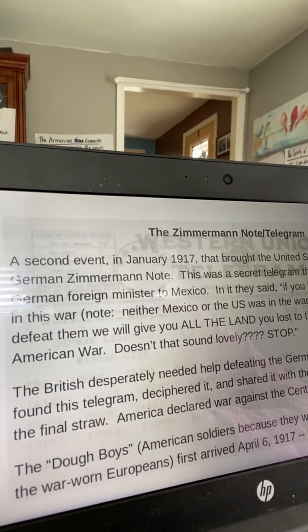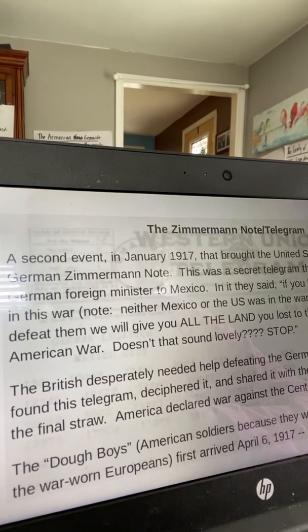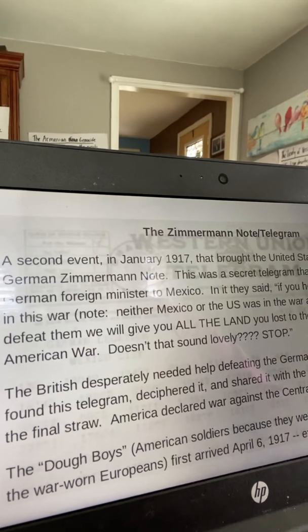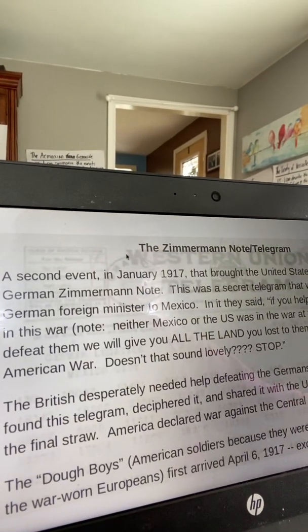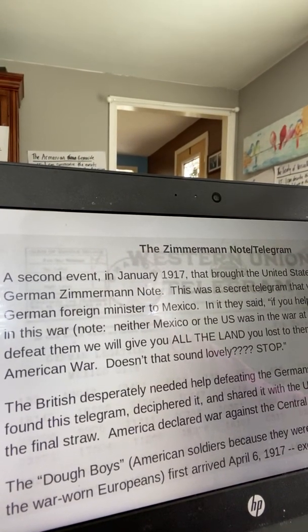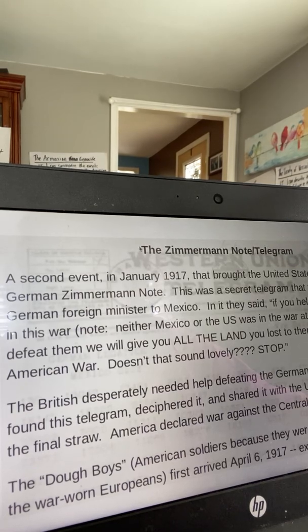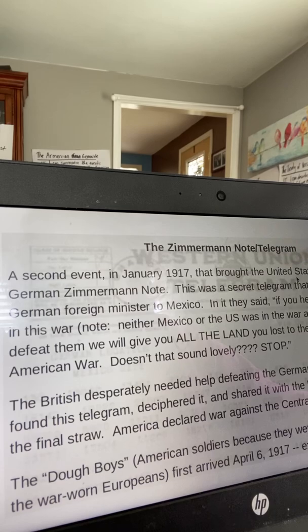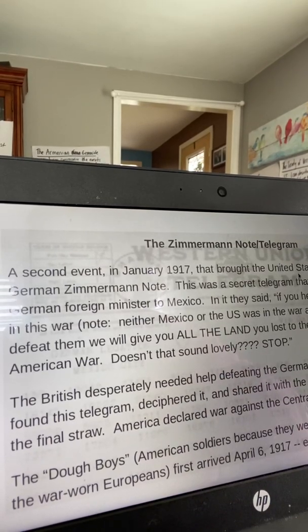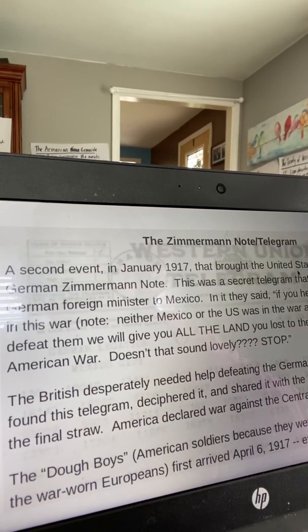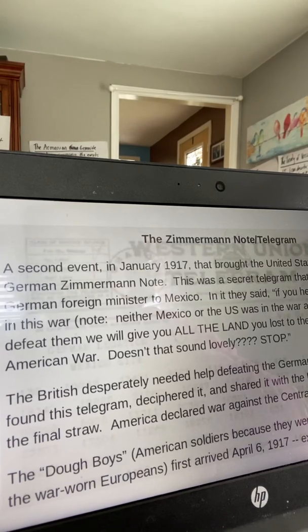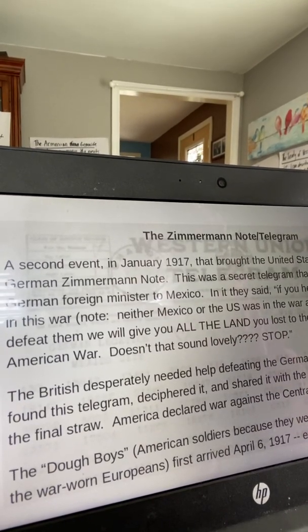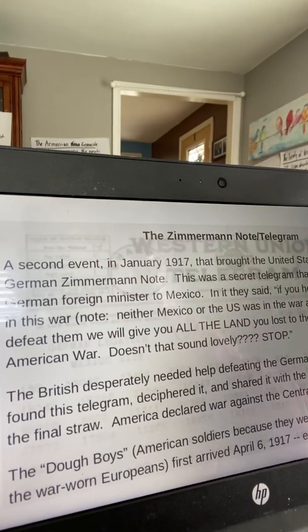The British really, really, really needed the Americans to help fight in this war. And they happened to find this German telegram. The Germans, you can see right here, just sent it through regular Western Union. This is how telegrams are even sent today, if you actually get a telegram. So it just went through the regular Western Union office. The British found it and were like, what is this? They made a copy of it, sent it to the U.S. and said, you see what Germany has said? They're going to get Mexico to fight against you.